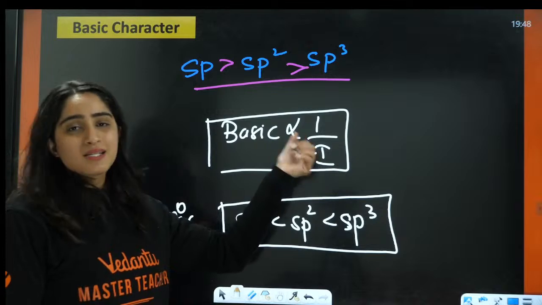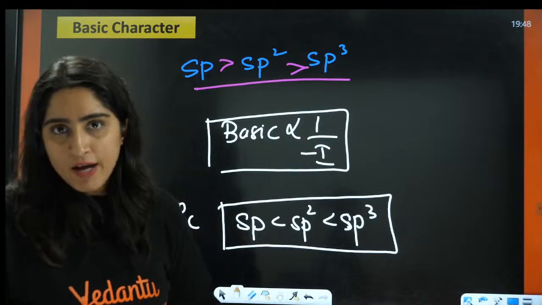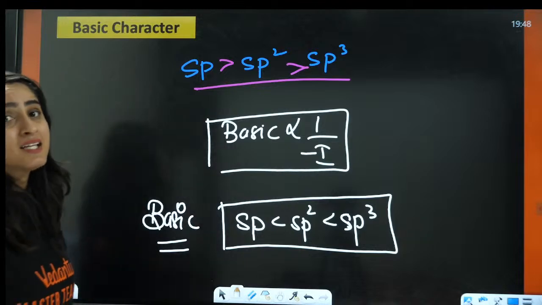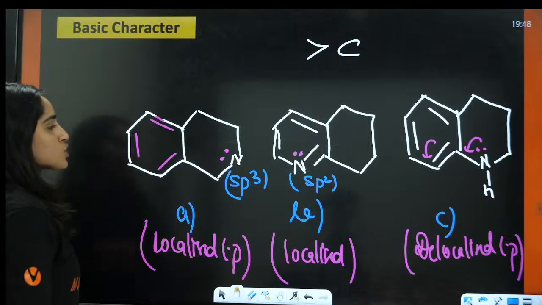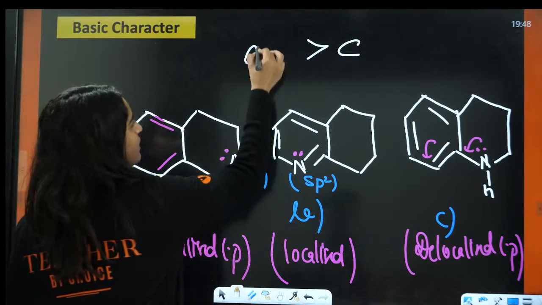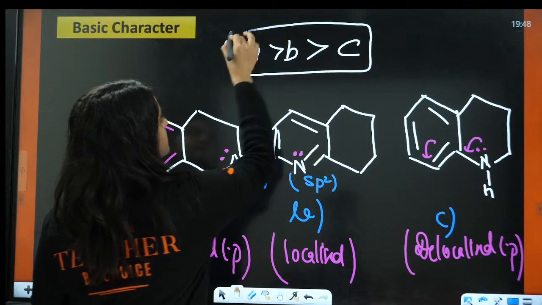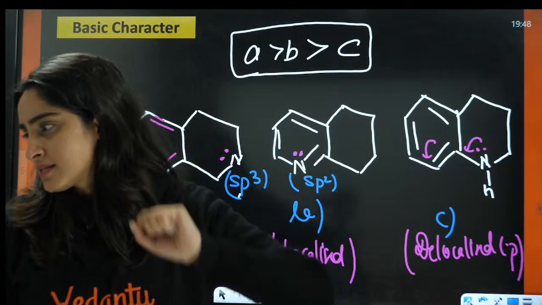Basic strength is inversely proportional to electron withdrawing. Electron withdrawing means minus I effect. So sp will be the least basic. Among sp3 and sp2, sp3 is most basic. So the answer is A, then B, then C. This is the correct answer.